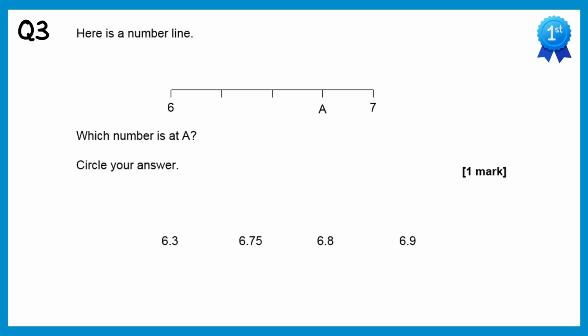For this question, we have a number line between 6 and 7 that's split into 4 equal pieces. In between 6 and 7 is 6.5. In between 6 and 6.5 is 6.25. And between 6.5 and 7 is 6.75, so A is at 6.75.